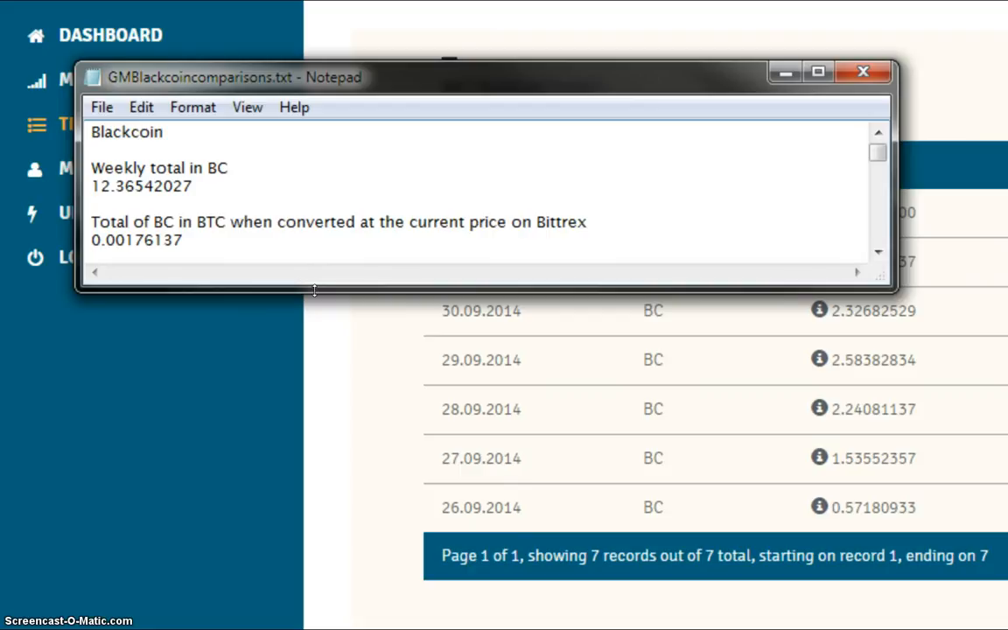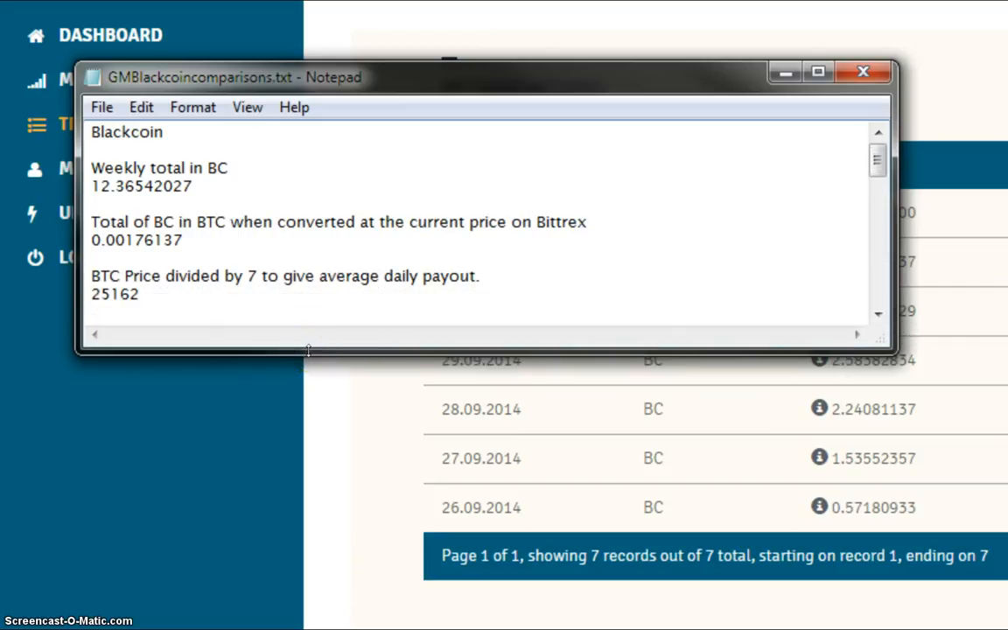If I'd got my Blackcoins and sold them as BTC, I would have got back 176,137 Satoshi. Well, that doesn't really mean a lot, does it? It does sound quite a large amount. So what I did was I took this amount of Satoshi and divided it by 7 for the days in a week, so you get an average payout for the day. That came to 25,162 Satoshis.